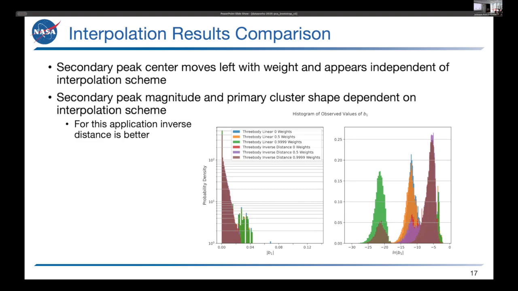Here we have the blue, orange, and green, the linear interpolation, while in the red, purple, and brown, we have the inverse distance interpolation. What you see is that secondary peak location seems to line up between the weighting pretty consistently. But we do see that inverse distance being much better behaved, so we have judged that the inverse distance is much better for this application here.